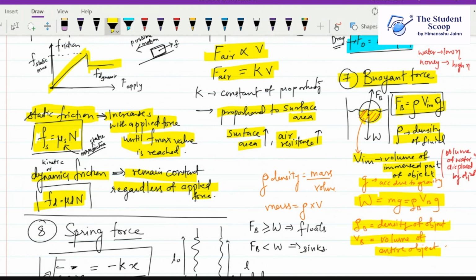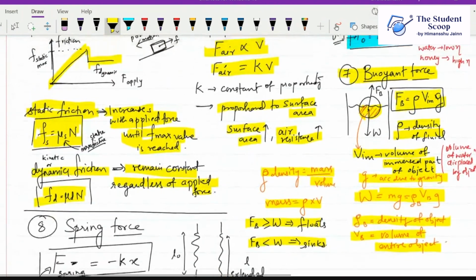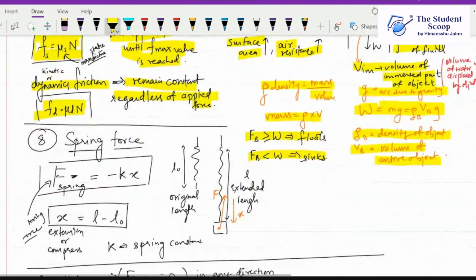That gives us the buoyant force, because if the object has a buoyant force greater than the weight, then it will float. If the buoyant force is less than the weight, it will sink. So it is very important that we know how to convert mass into density times volume, and which volume we need to consider. Then one last force we will talk about is the spring force.